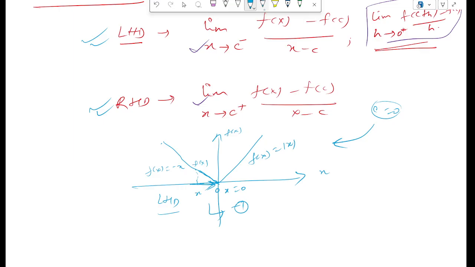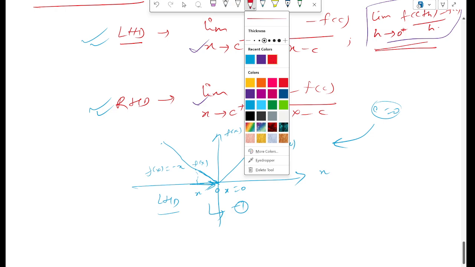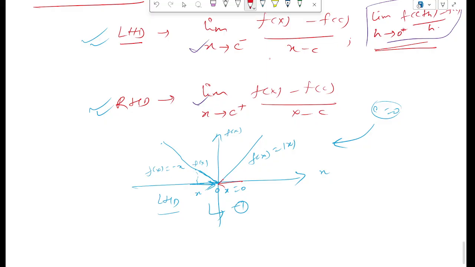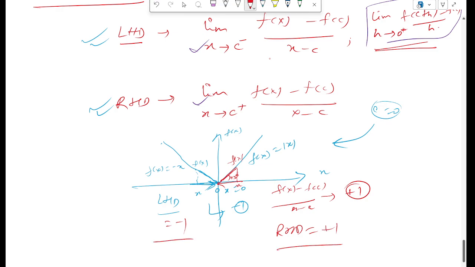But what happens when we reach this from the right side? Let's see. When we reach from the right side, if this is f(x) at x and this is 0, then what we are trying to calculate, (f(x) minus f(c)) by (x minus c), will give us the slope of this line. This line is 45 degrees, so the slope of this line will give +1. Now you can see for the LHD we are getting -1. For the RHD we are getting +1. They both are not equal.